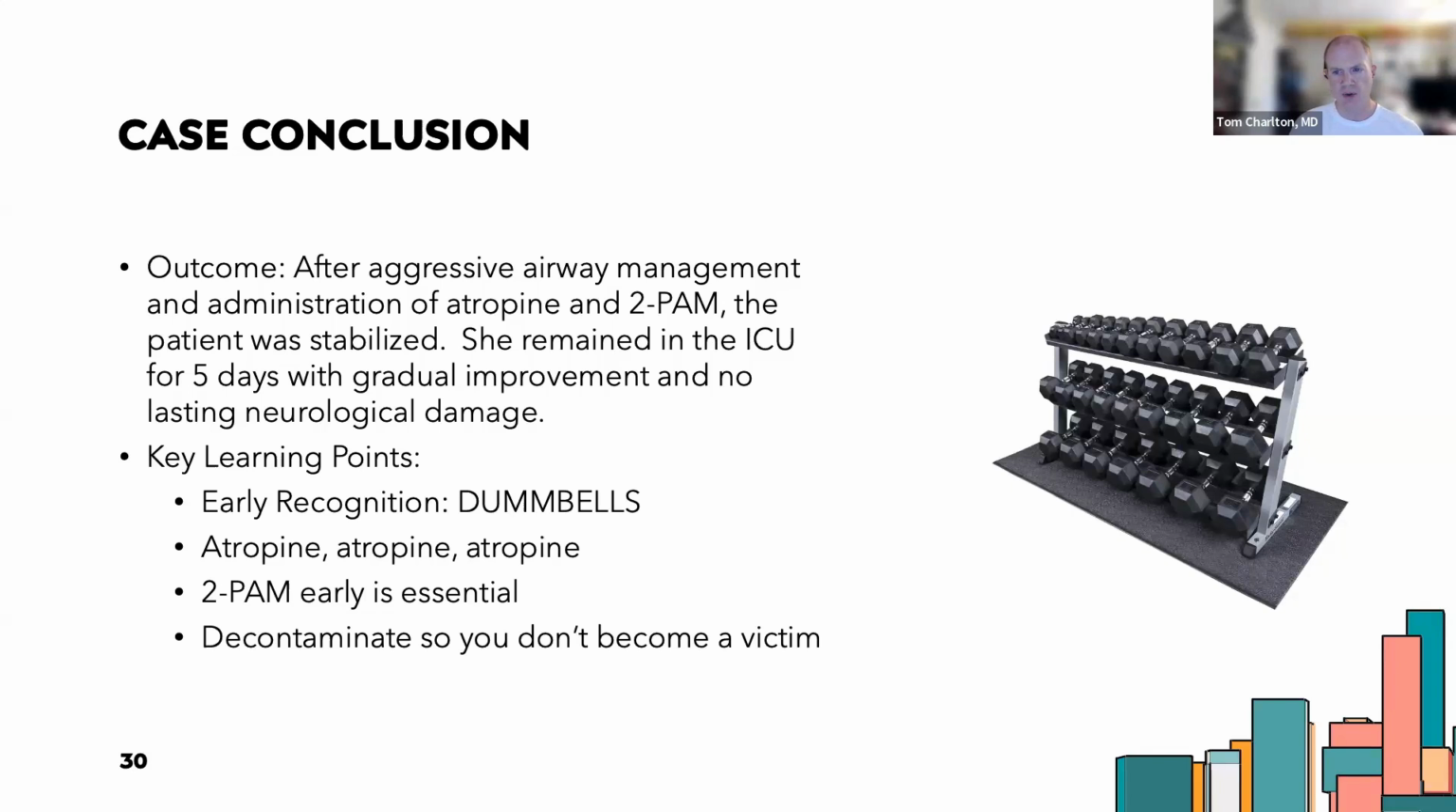Oftentimes, though, it is a peripheral thing where they won't be able to do the fine motor things like they used to before. The key learning points from this are early recognition of DUMBBELS or SLUDGE, atropine, atropine, atropine. 2-PAM early on is essential if you've got it available to you. And also important to decontaminate so that you don't become a victim.